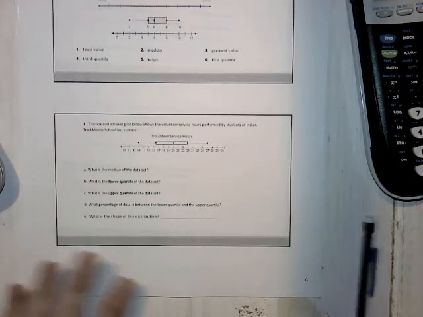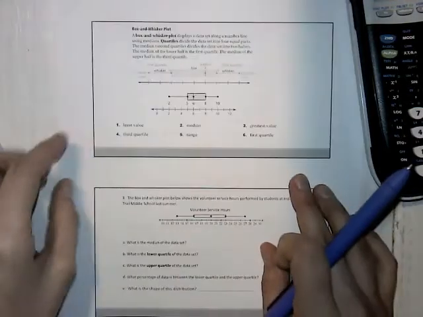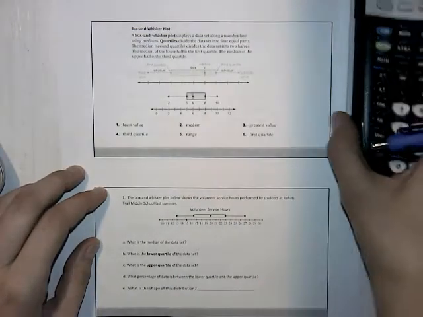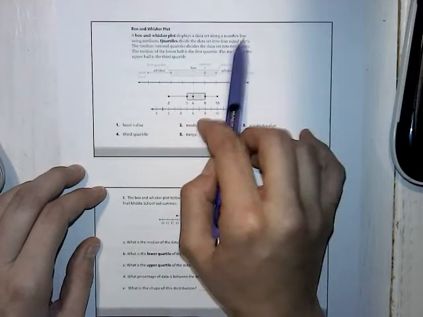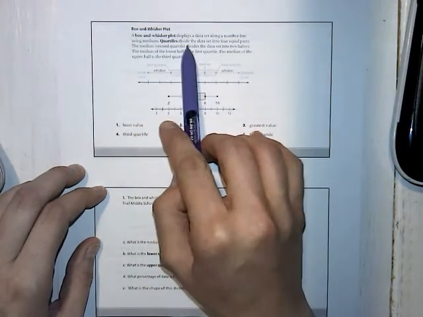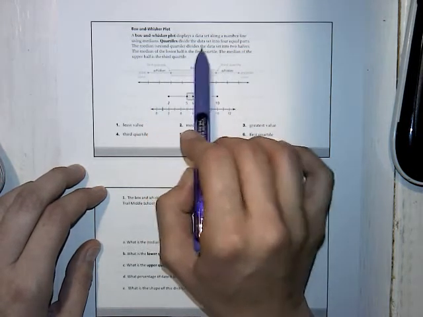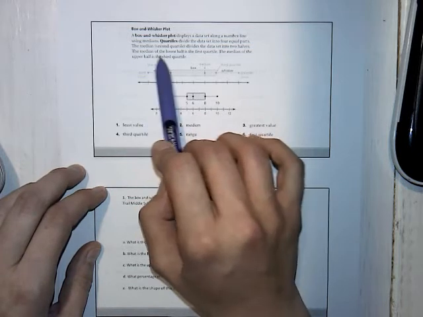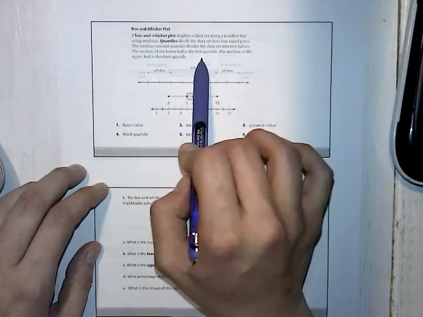So what about the box and whisker plot? The box and whisker plot is a good thing to know how to read. A box and whisker plot displays a data set along a number line using medians. Quartiles divide the data set into 4 equal parts. The median, second quartile, divides the data into 2 halves. The median of the lower half is the first quartile, and the median of the upper half is the third quartile.